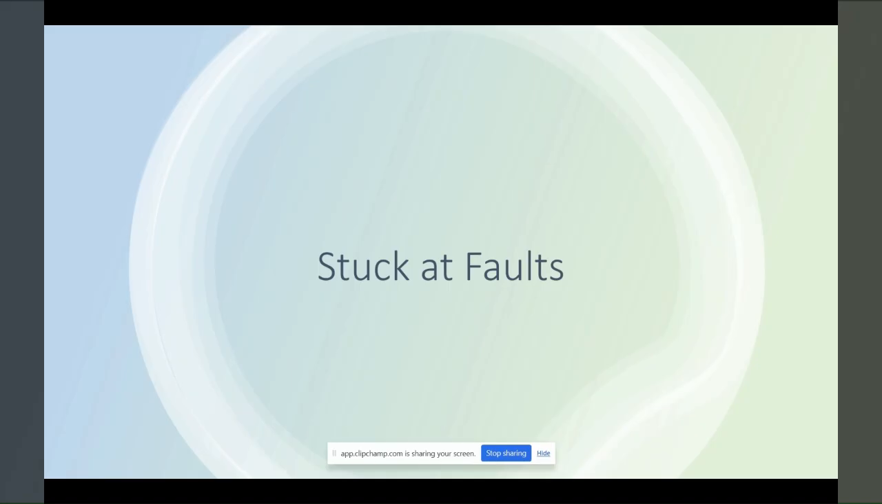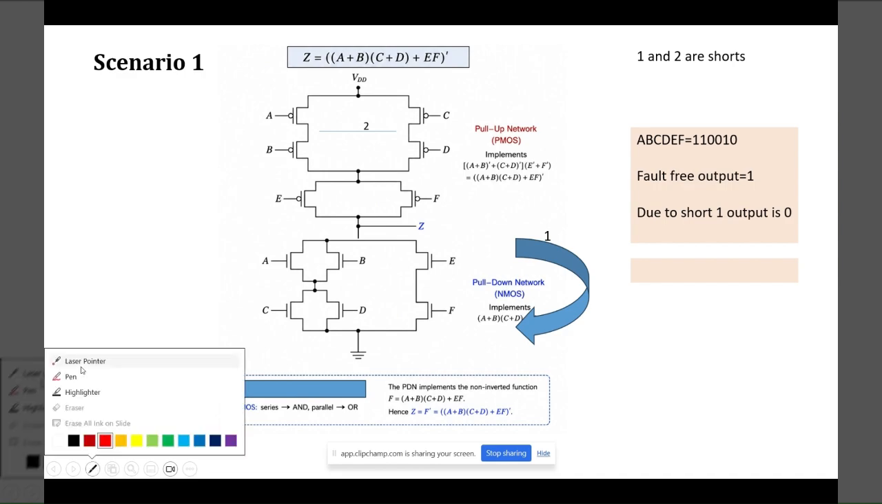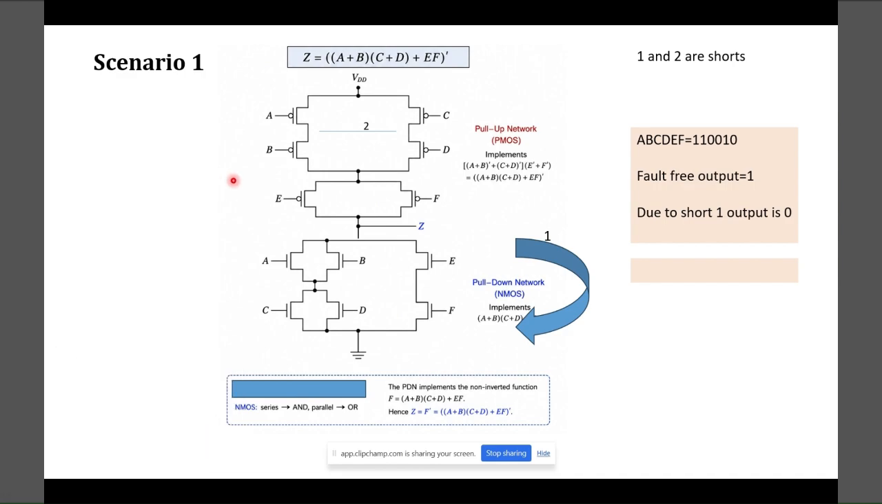Welcome to the video lecture series on stuck-at faults. In the series of videos under testing of VLSI circuits, in the previous video we saw about stuck-at-0 and stuck-at-1 faults using basic circuits like the AND gate and simple CMOS realization. In this video lecture, we can take two scenarios to explain the presence of stuck-at faults.